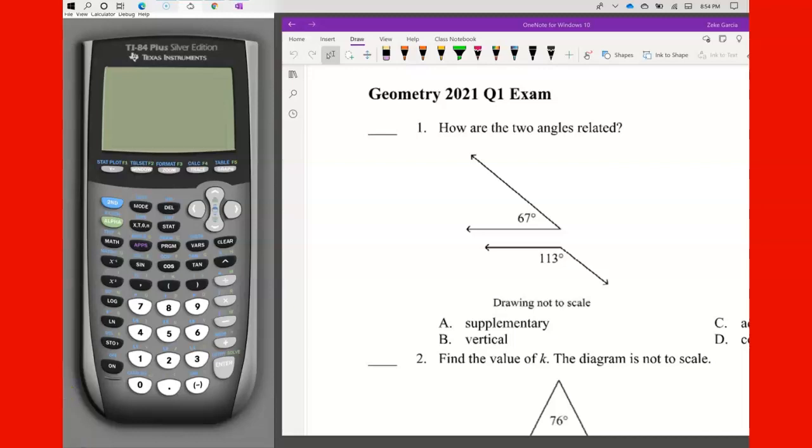This is the review for Geometry Quarter 1 exam. How are the two angles related?